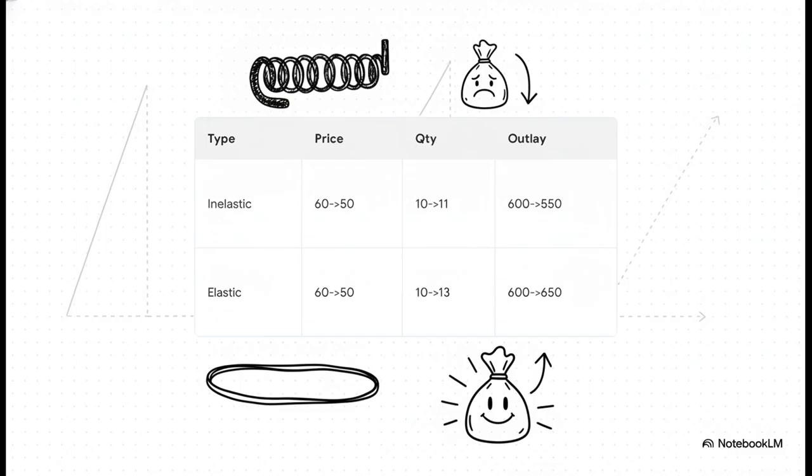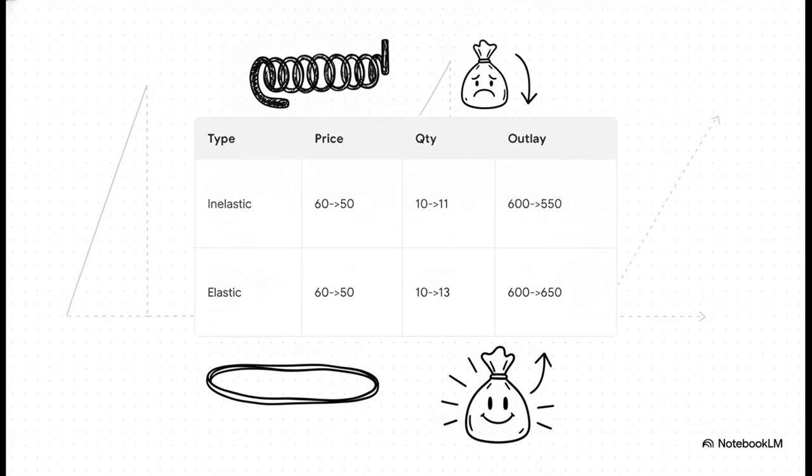But what happens when demand isn't perfectly balanced? Let's contrast two financial outcomes. For a relatively inelastic good, a price drop from 60 to 50 might only increase sales from 10 to 11 units. So total spending actually falls from 600 down to 550, the seller loses money.